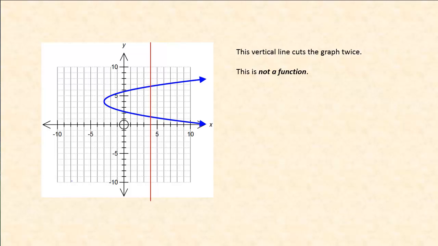Not surprisingly, this test that we've just applied is known as the vertical line test. So we have a function if it passes the vertical line test, and it's not a function if it fails it by cutting at 2 or more points.